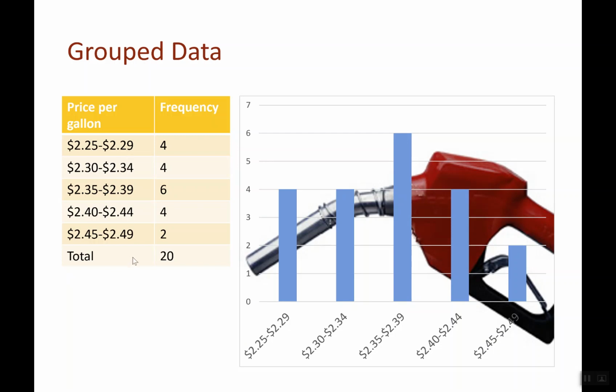Then I go back and I look, okay, how often did that happen? So 4 times it was 225 to 229, 4 times it was 230 to 234, 6 times it was 235 up to 239, 4 times 240 to 244, and then 2 times 245 to 249. So there were 20 gas stations altogether.